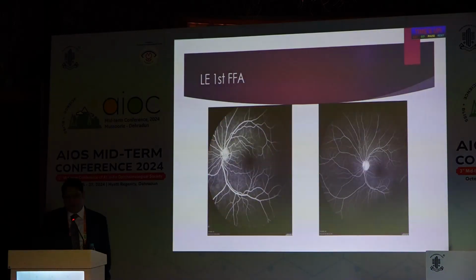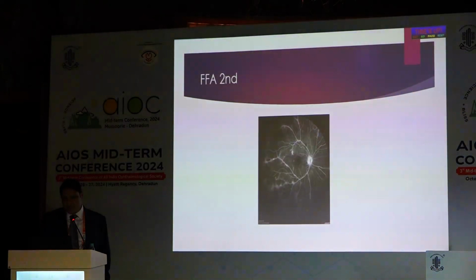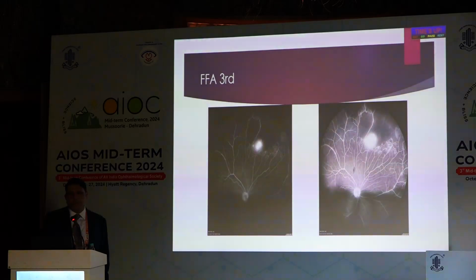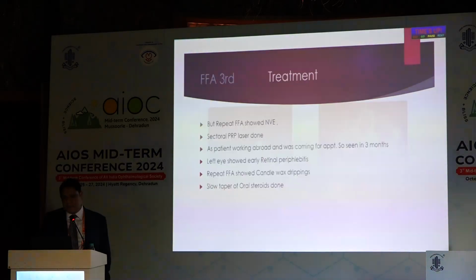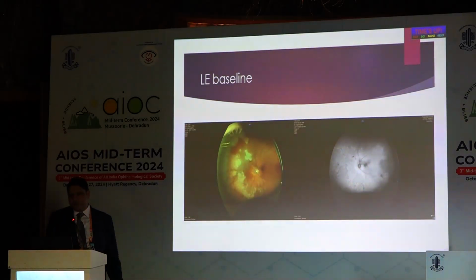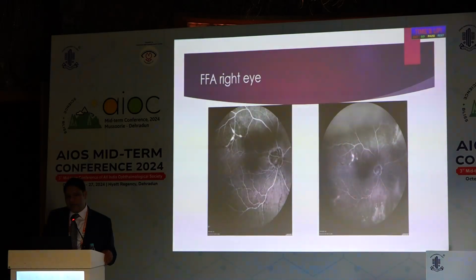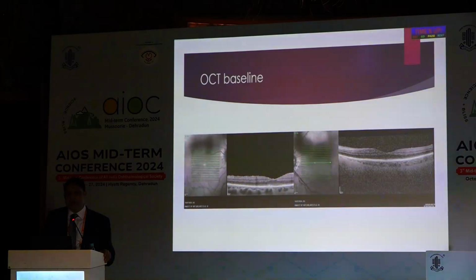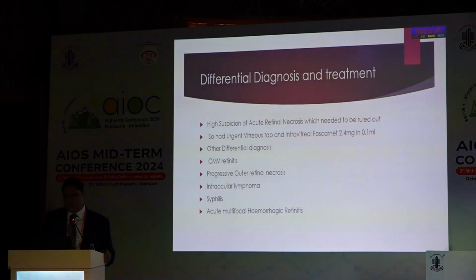I've got a number of other cases, but I'll just skip some of those. This patient is, again, like tubercular uveitis, where you can develop peripheral NVE with a lot of retinal ischemia. And this is just one more patient which I wanted to discuss. This patient was a 78-year-old female who presented with these lesions, and then you can see obliterative vasculitis. These are patients where you need to do an urgent tap. So we did an urgent vitreous tap within an hour, gave her intravitreal foscarnet, and sent for PCR. It came back positive for VZV, and she was started on valacyclovir.